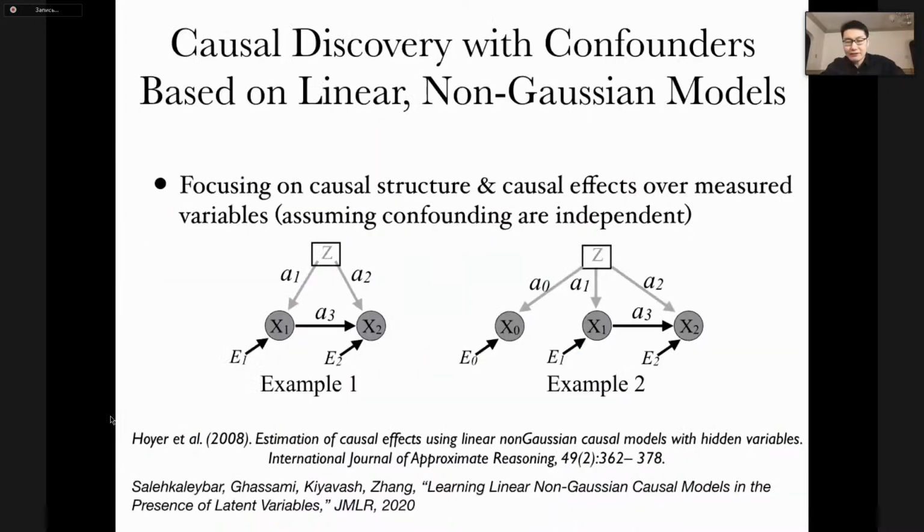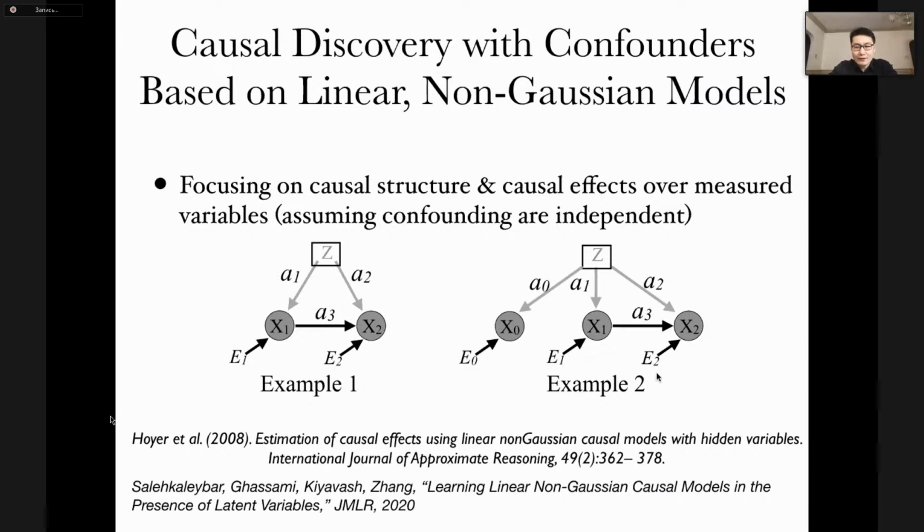And now let's have a look at how we can deal with the confounders. So first, suppose we don't care about the confounder, we just care about the causal relations between observed variables, right? So FCI provides a way to recover some information, but it's not really complete, because whenever it's possible to have a confounder, you have to indicate that.